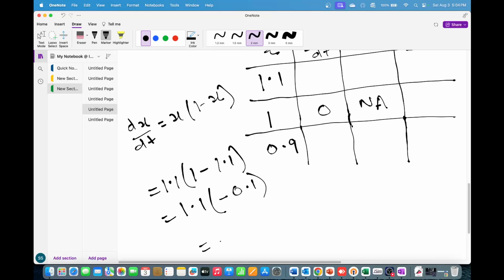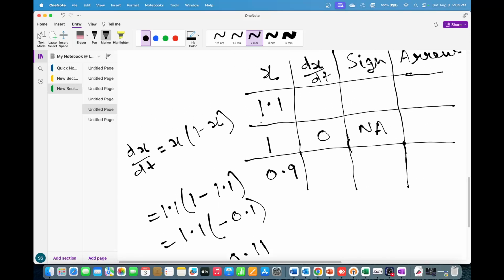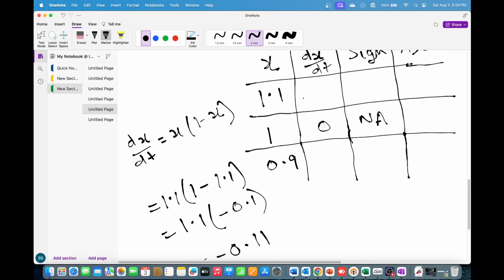So if you multiply, this is minus 0.11. So the value of dx/dt at x equal to 1.1, which is slightly above 1, is minus 0.11, and then the sign is negative, so it is coming towards this.